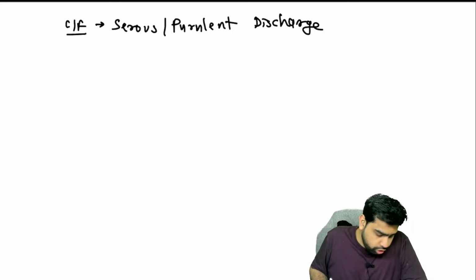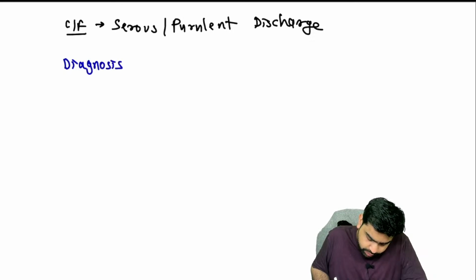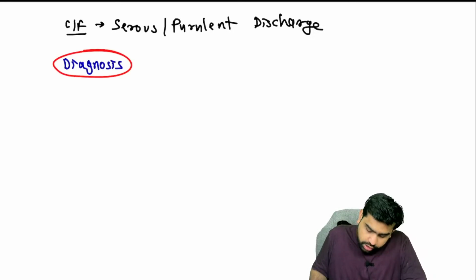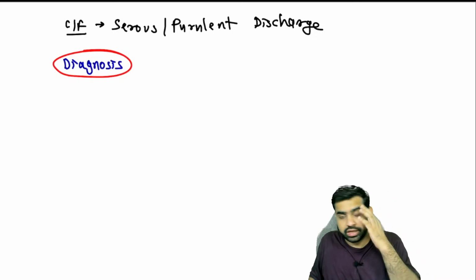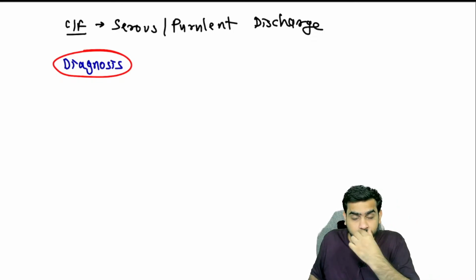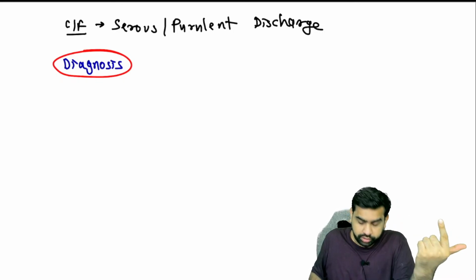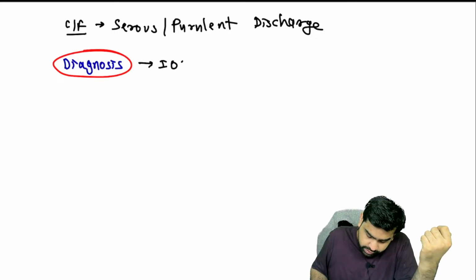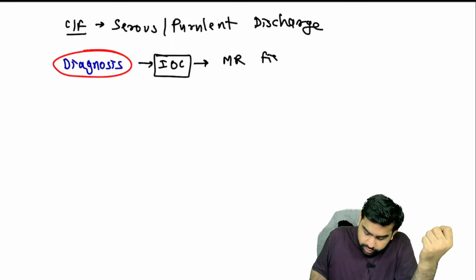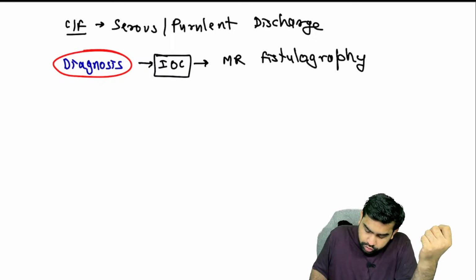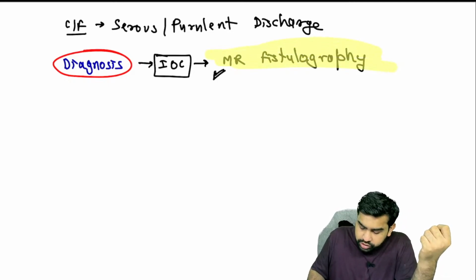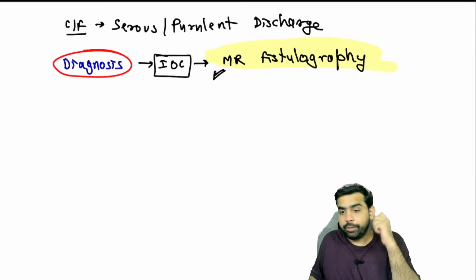Now, if I ask you about the diagnosis, how are you going to diagnose these particular patients? Clinical diagnosis can help, that's one thing. Another important thing is, if I ask you what is the investigation of choice to diagnose these patients, the answer is MR fistulography. So please understand, MRI is the investigation of choice to diagnose perianal fistulas.